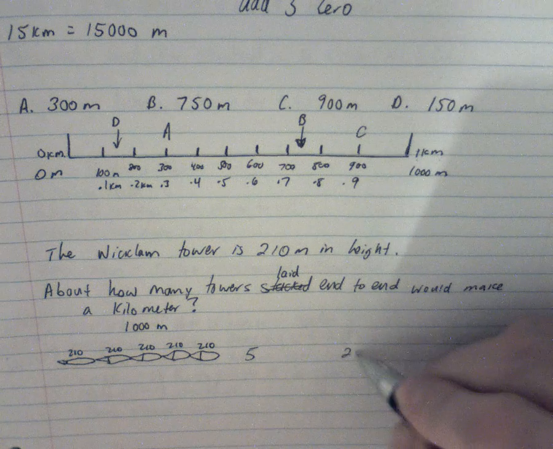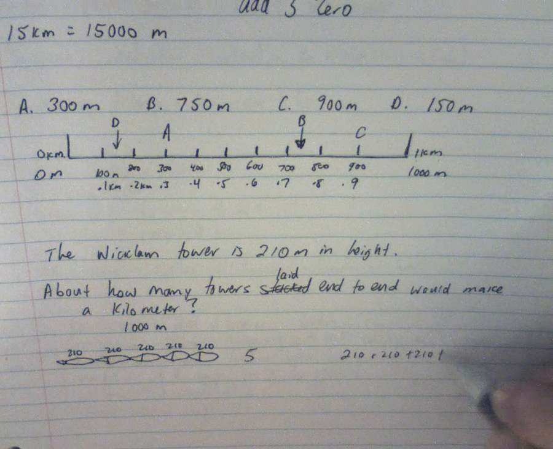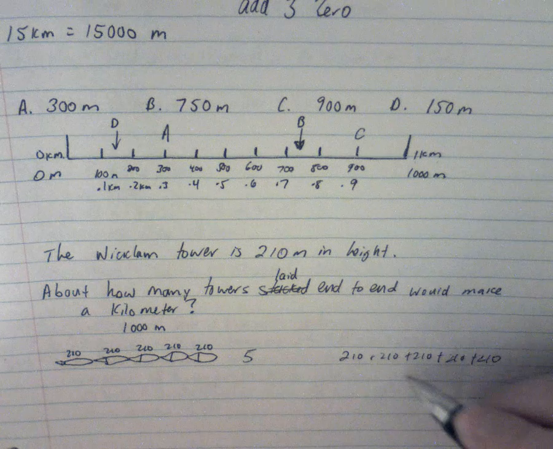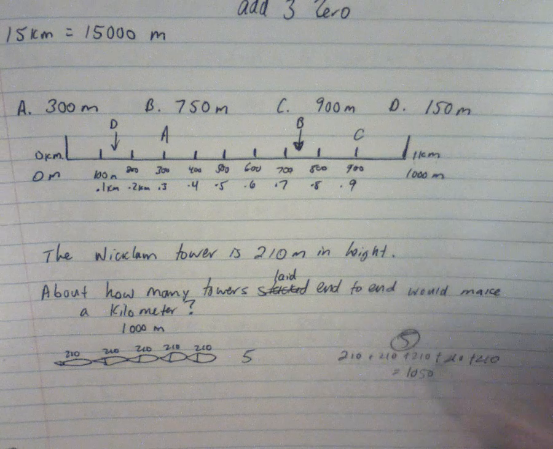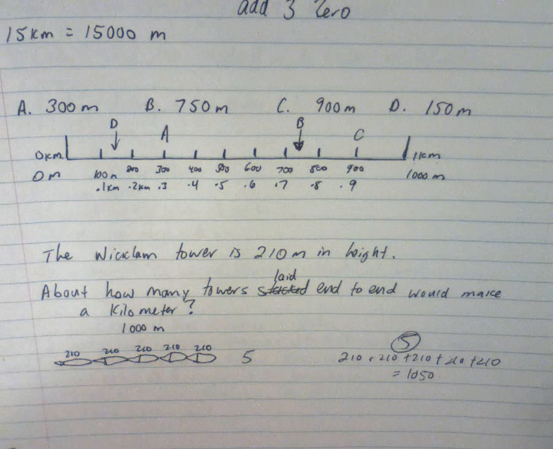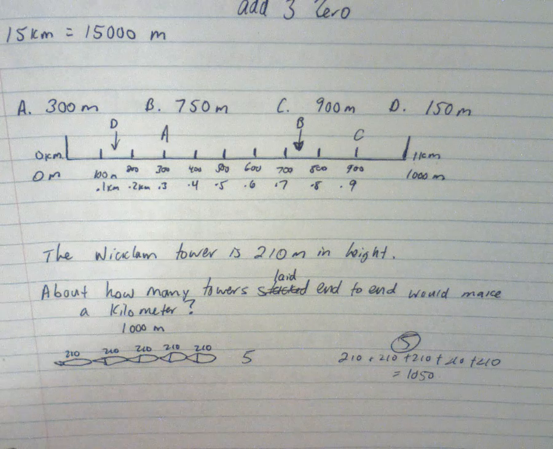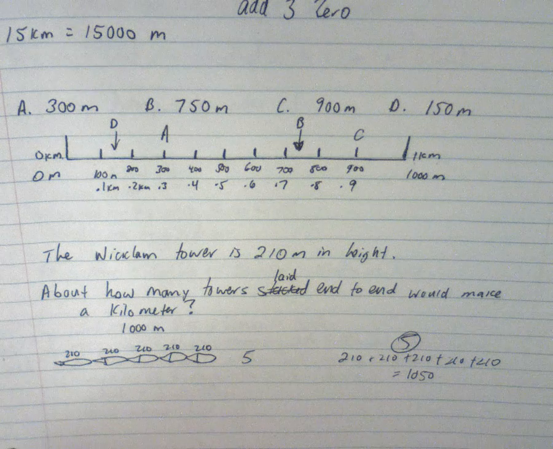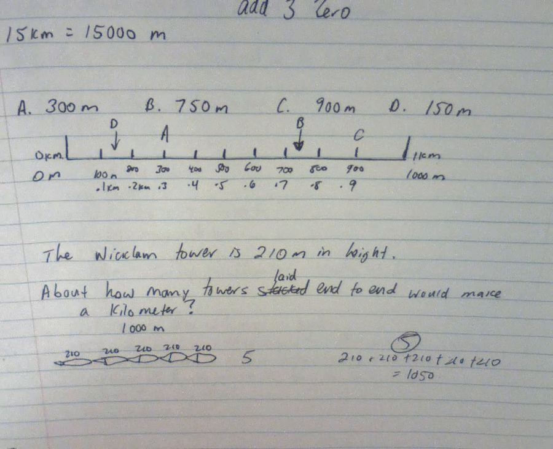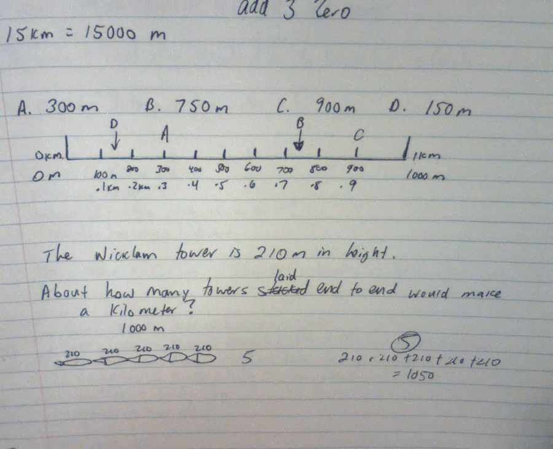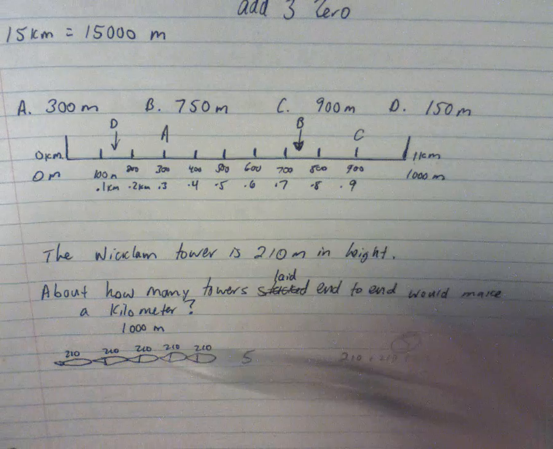Well, if I add 210 plus 210, which is kind of what I was doing when I drew it, I would get 1,050, so roughly 5. Or I can multiply: 2, 4, 6, 8, 10, count up by 2's, I get 5. So either way I get 5. You might see a little word problem like this, and all it's doing is giving you the meters and asking how many it would take to make a kilometer. If you just take that kilometer and make it into meters, you'll have no problem with this.